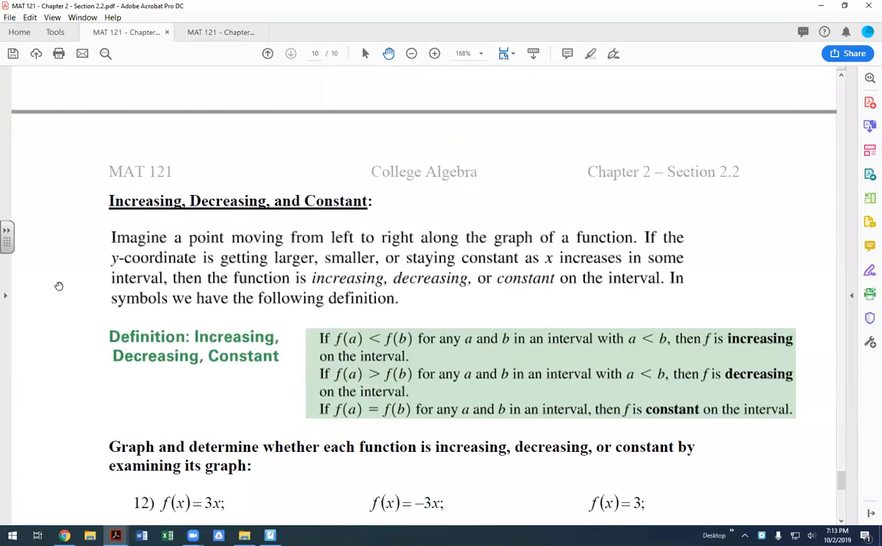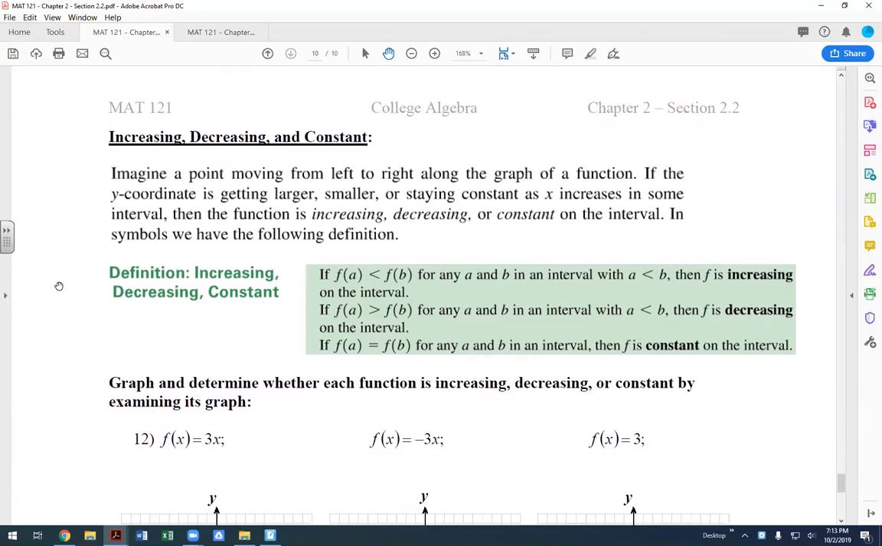Alrighty. So that brings us to our last part with this section. Here we're talking about how to identify if our function is increasing, if the function is decreasing, or the function is staying constant. You can think in terms of slope. When you have a positive slope, it's always increasing. When you have a negative slope, it's decreasing. And if you have a horizontal line, that's when we call it a constant.